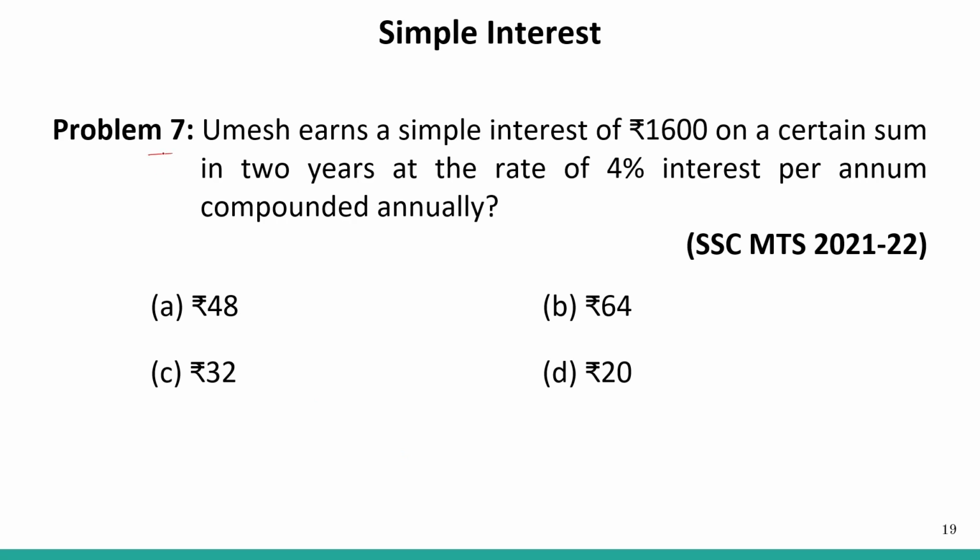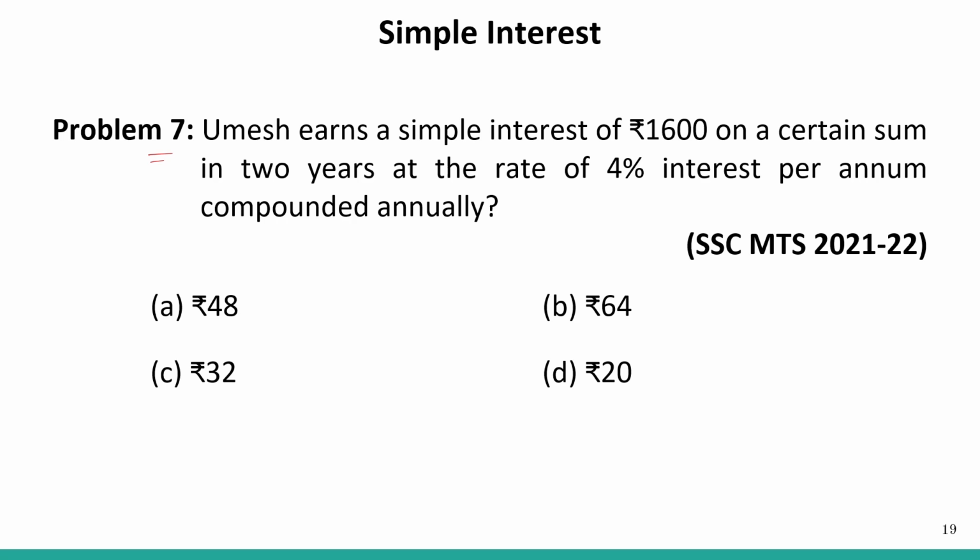So let's see problem number 7. Umesh earns a simple interest of 1600 on a certain sum in 2 years.